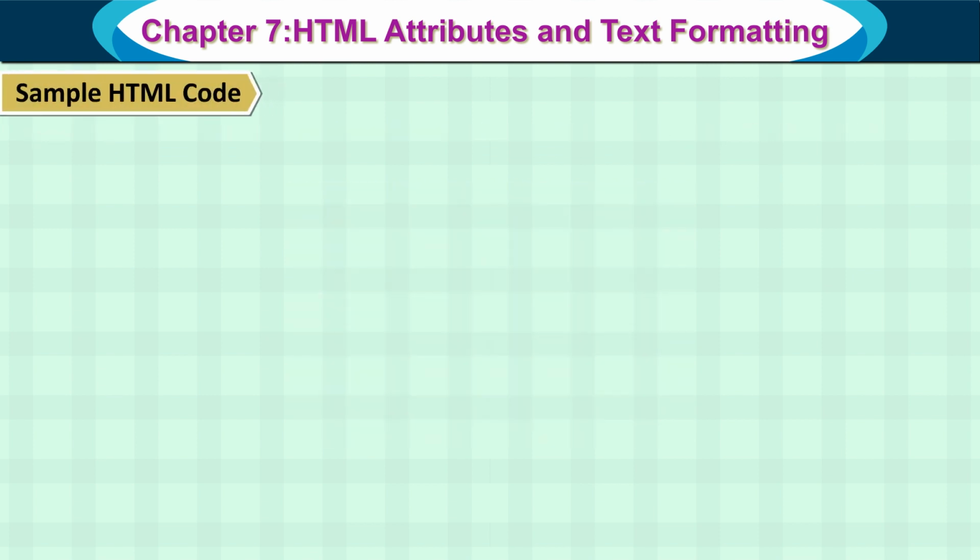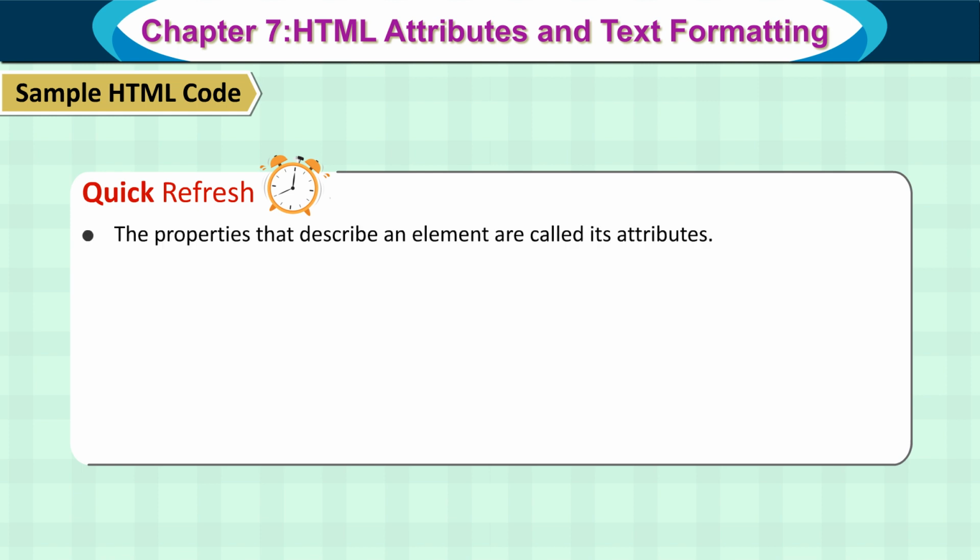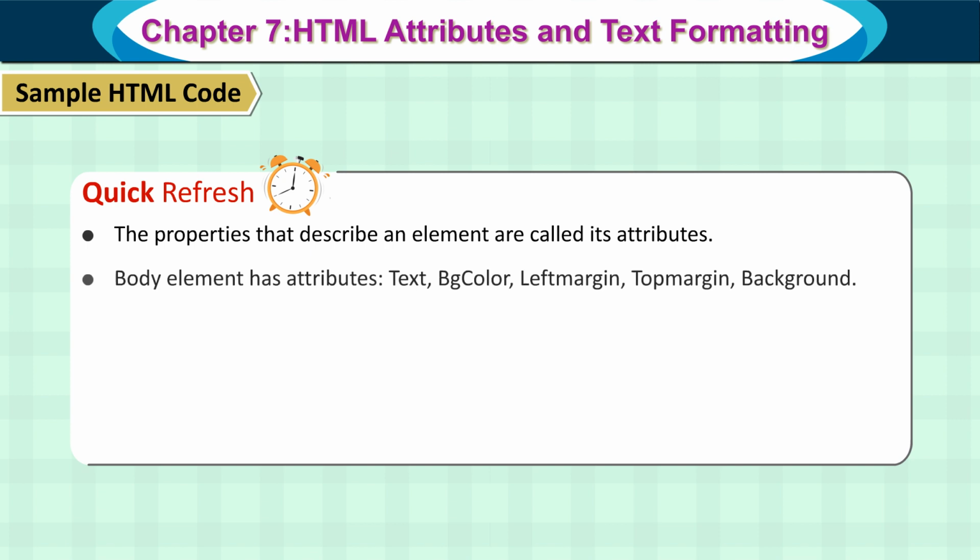Sample HTML code. Following is the output of an HTML document. The code follows the output. Quick refresh. The properties that describe an element are called its attributes. Body element has attributes text, BG color, left margin, top margin, background.